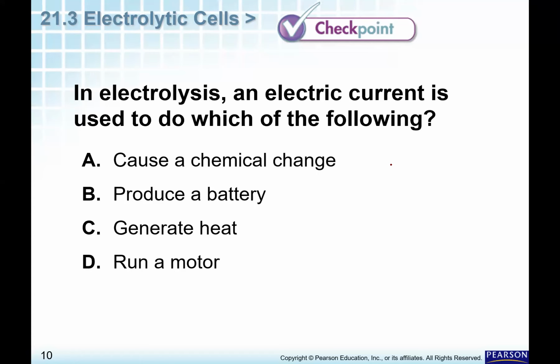It is the chemical change. I mean, we said that many times now, that in an electrolytic cell, basically what we are doing is performing a chemical change by using the electric current.